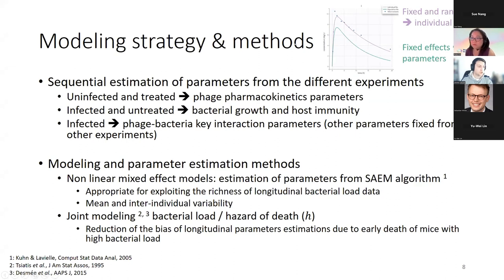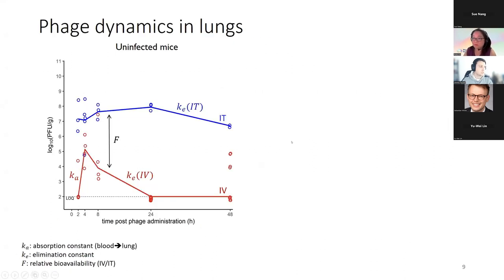We also performed joint modeling, which makes the link between the bacterial load and the hazard of death of mice, which helps to reduce the bias of longitudinal parameters, which can happen if we have very unbalanced data. In our case, for some mice with a very high inoculum, we had an early death, so we had more data for the lower inoculum, and that's why we used this methodology.